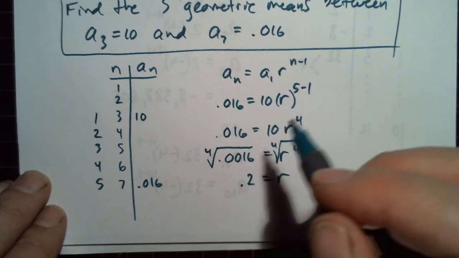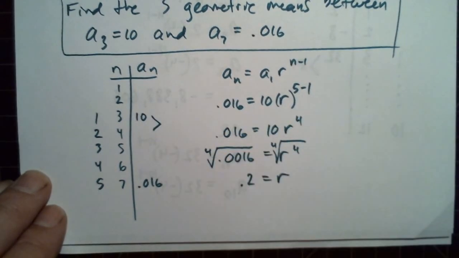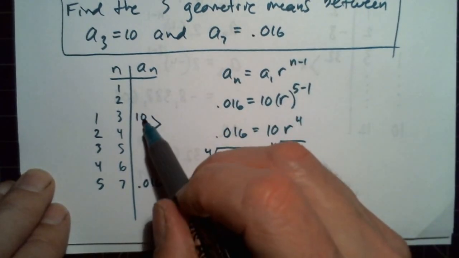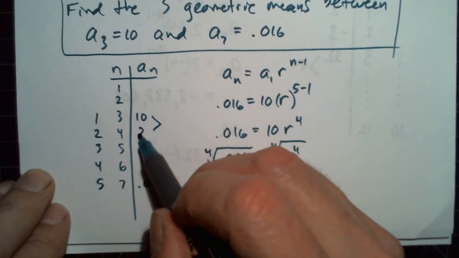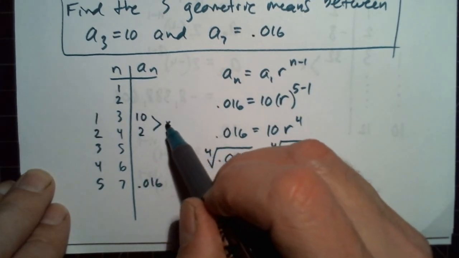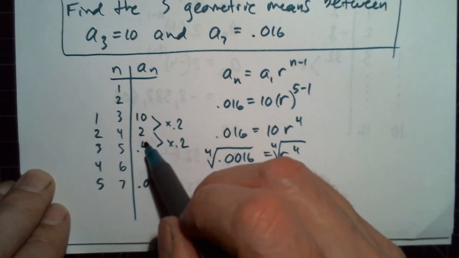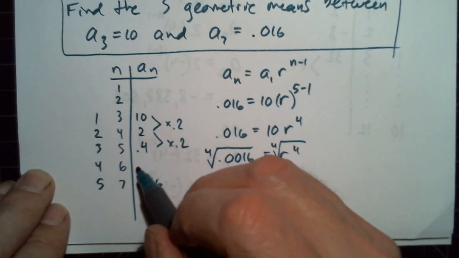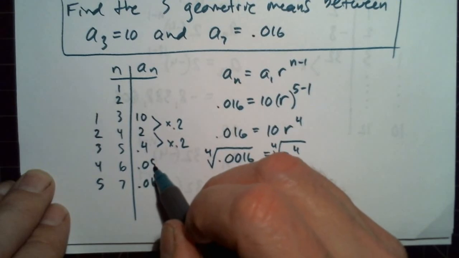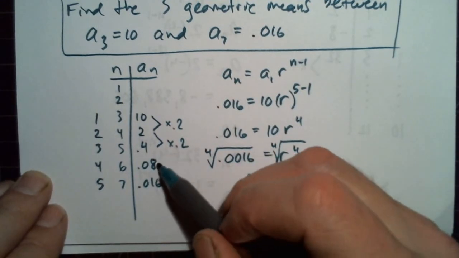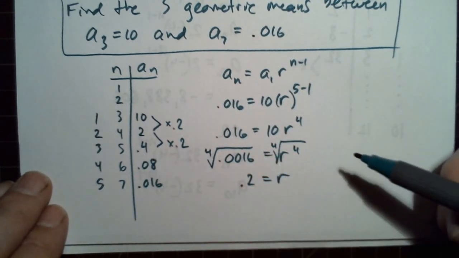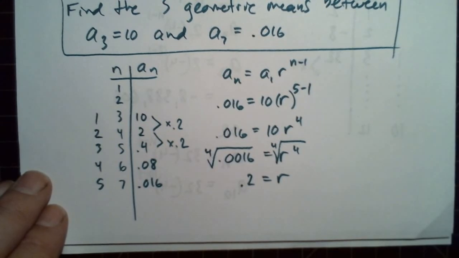Then we can find the terms between these two terms. So 0.2 times 10. Then we're going to multiply by 0.2, multiply by 0.2, and then multiply by 0.2, it would take us right there. And that's the end of this lesson.